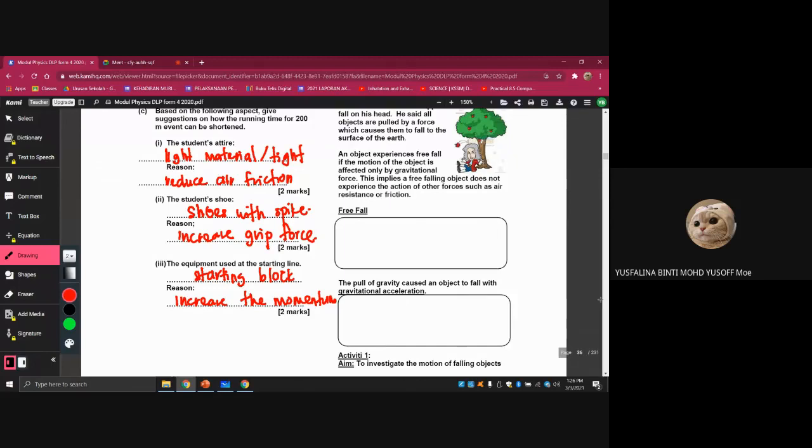Any questions you want to ask? So this is the answer. For those who already answered this one, you can compare. You can see the sentences are very simple. No need to write like an essay, because it's only 1 mark for each question. Good try. So we move on to the next one.